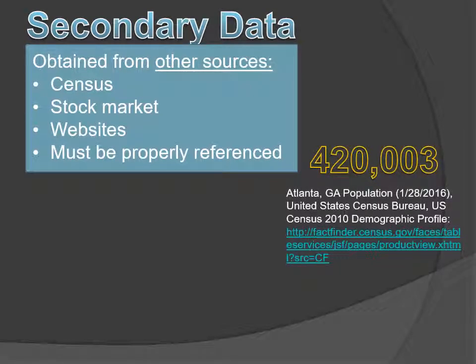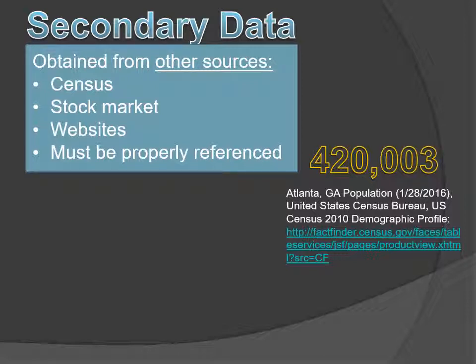For instance, I just learned that the population of Atlanta, Georgia, as of January 28, 2016, was 420,003. That is from the U.S. Census Bureau, from the 2010 demographic profile. There was no need for me to gather that information myself. The census is there. Their numbers may or may not be more reliable than mine.